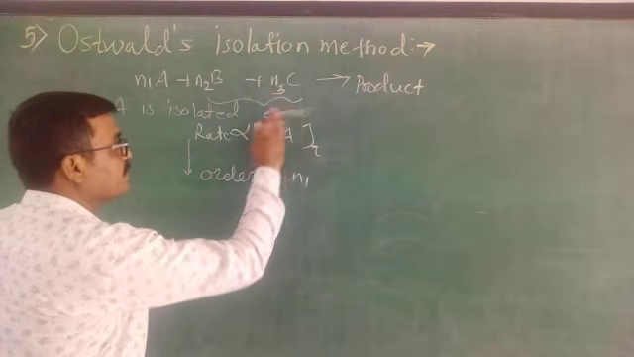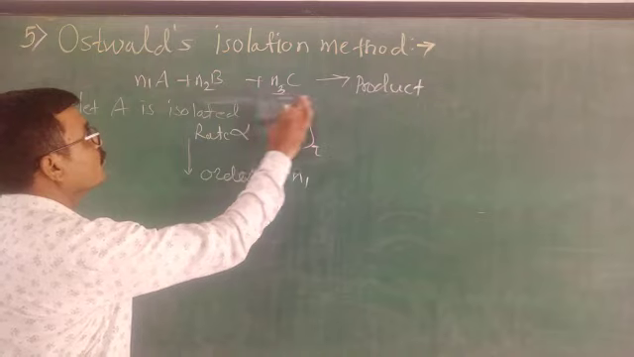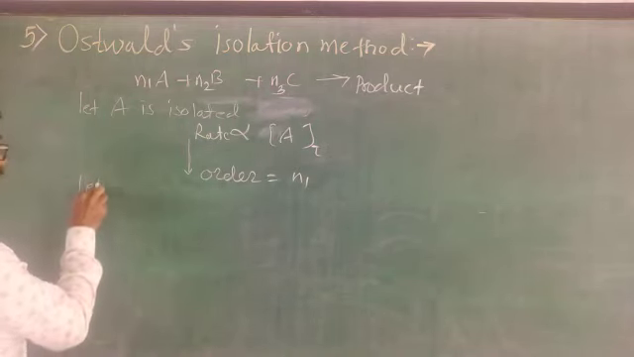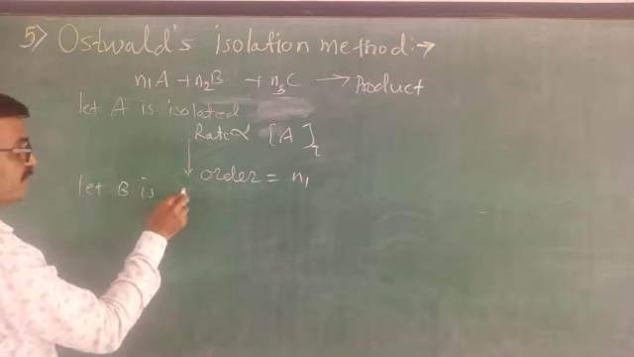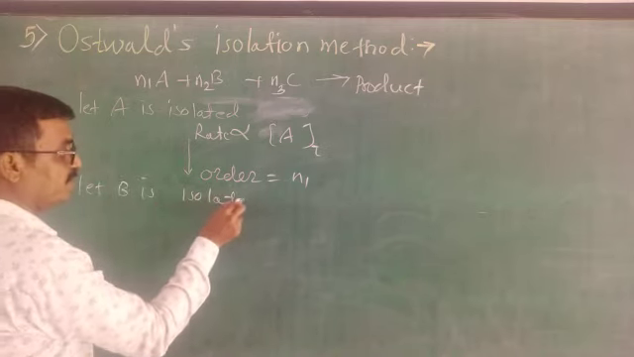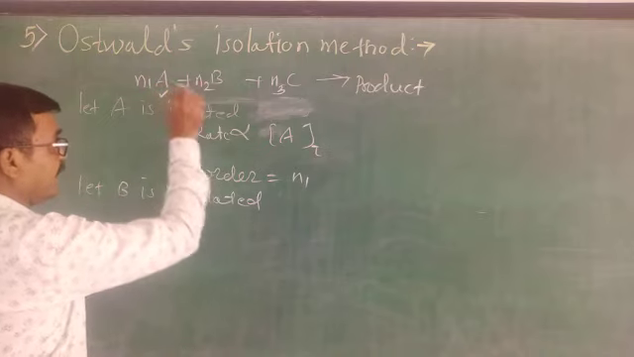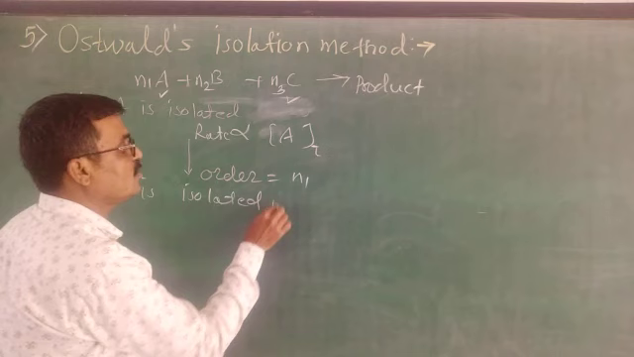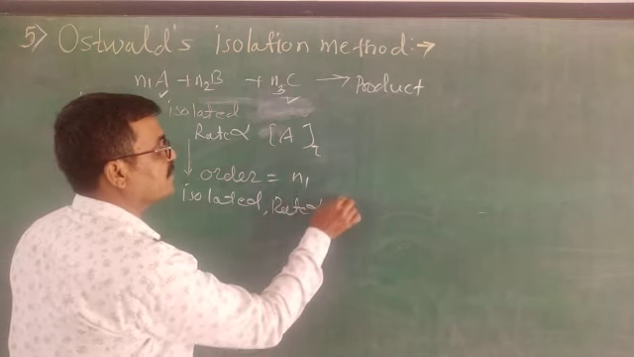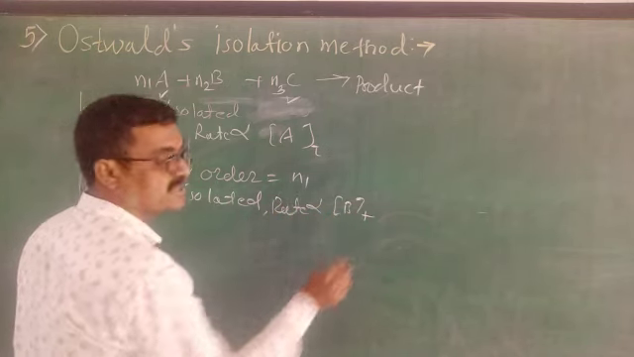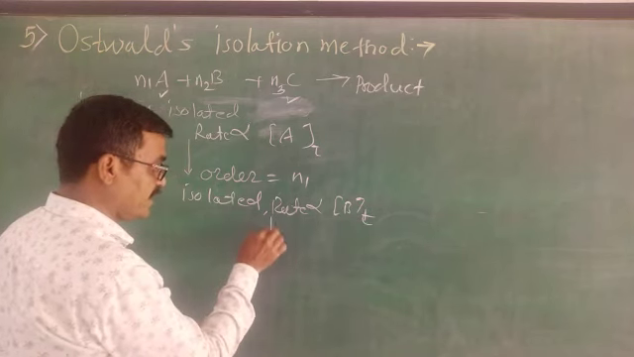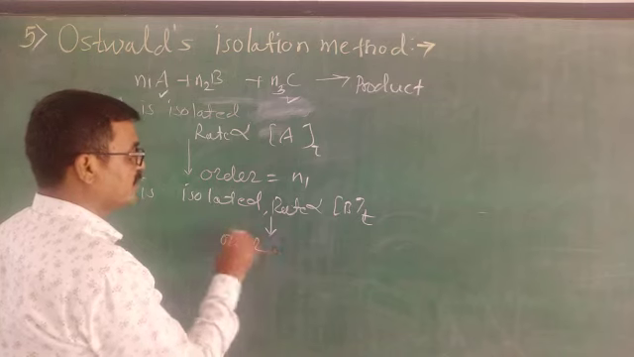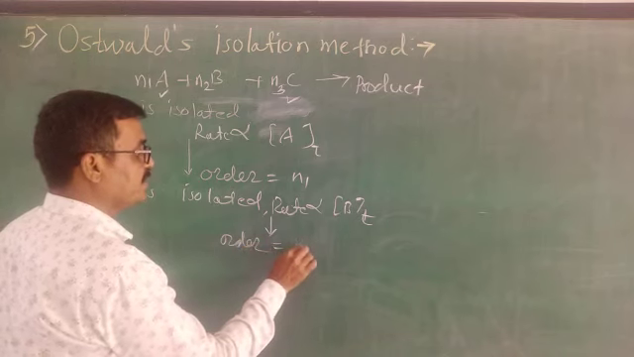Now in the second step, what do we have to do? We have to isolate another reactant. Let B be isolated. It means if B is isolated, then take B in a definite amount, and A and C in excess. Then again you know the rate of reaction is directly proportional to the concentration of B at time t. Then determine again the order of reaction. Let the order by isolating this B be n2.